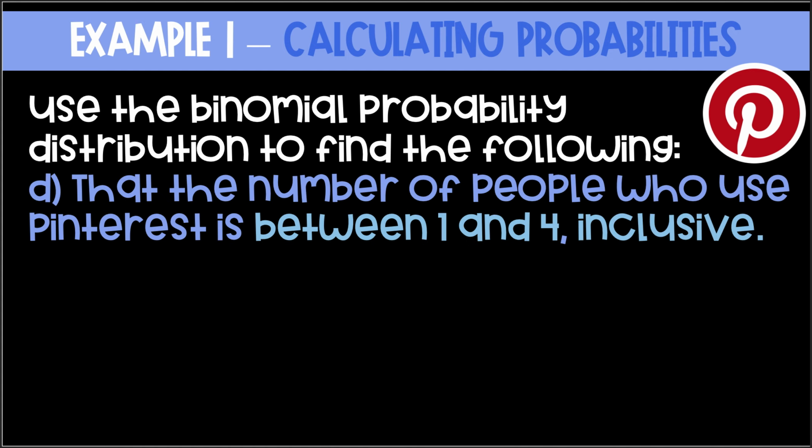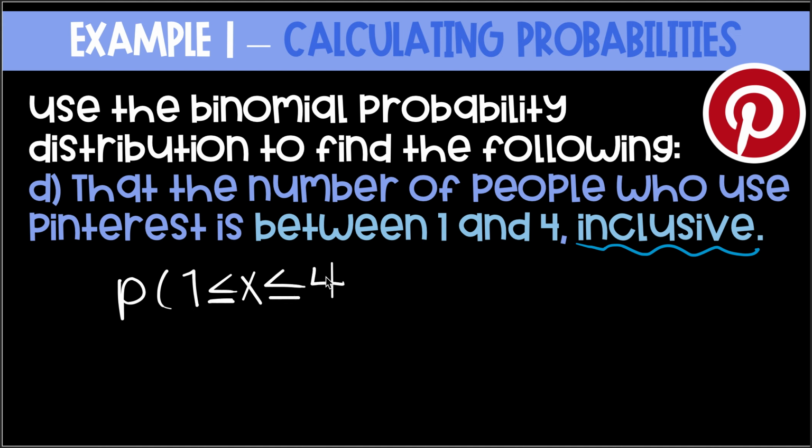Next scenario. We want to find the probability that the number of people who use Pinterest is between 1 and 4 inclusive. This inclusive word means that I'm including the 1, including the 4. In notation form, that's the probability of x being between 1 and 4, and the inclusive part adds the or equal to our inequality symbol.